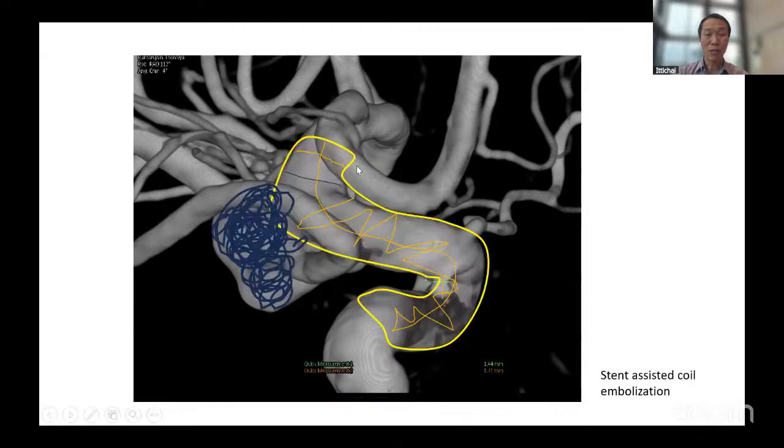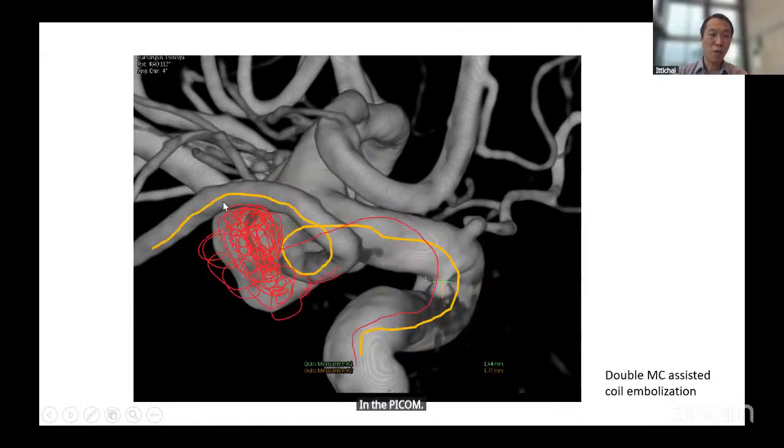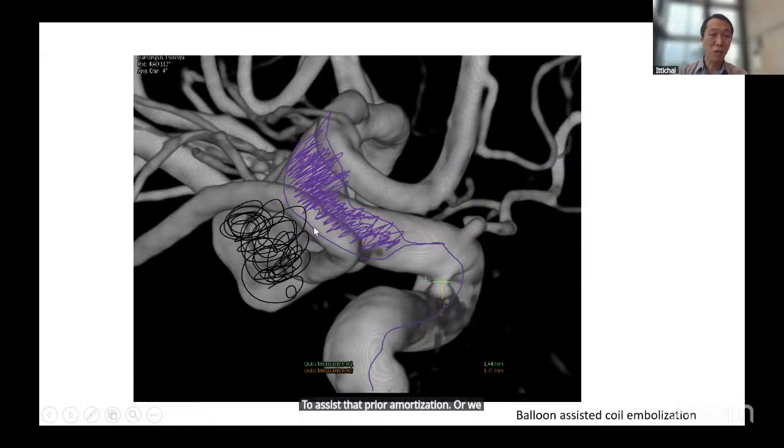Or we need stent-assisted coil embolization, but maybe we cannot preserve the PCOM. Or we just use the double microcatheter technique to assist the coil embolization. Or we use balloon-assisted coil embolization.